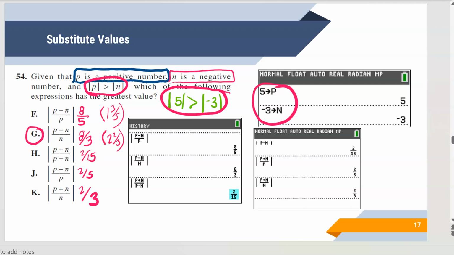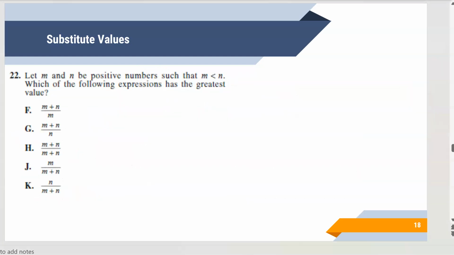The question says, which of these has the greatest value? So I used my calculator and started typing in all these choices. You can see the calculator screens there. The one with the greatest value is choice G. We get 8/3, which is 2 2/3, which is definitely way bigger than 1 3/5. Okay, next one for you to do.